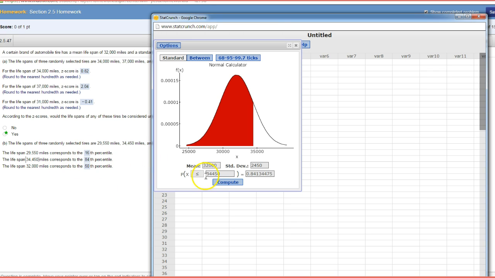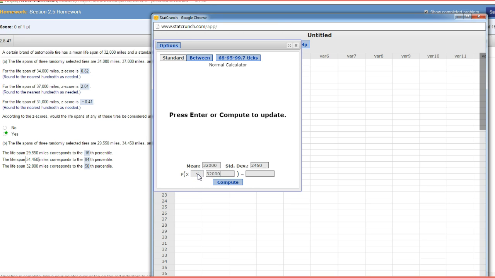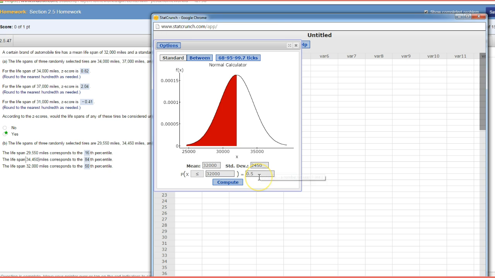Now you can also do that for 32,000. So I'm simply going to delete that. 32123. Compute, 0.5, which is 50%. This is going to give me the percent.